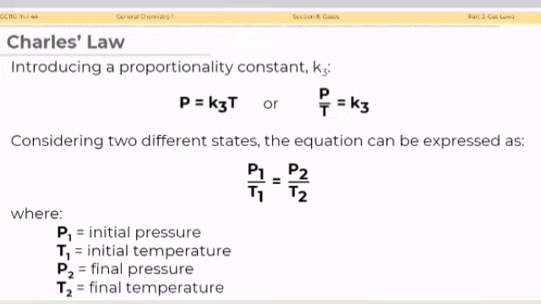Introducing a proportionality constant, K3. The equation is given by P is equal to K3 times T, or P divided by T equals K3. Considering the two different states, the equation can be expressed as P1 divided by T1 equals P2 divided by T2, where P1 is the initial pressure, T1 is the initial temperature, P2 the final pressure, and T2 the final temperature.